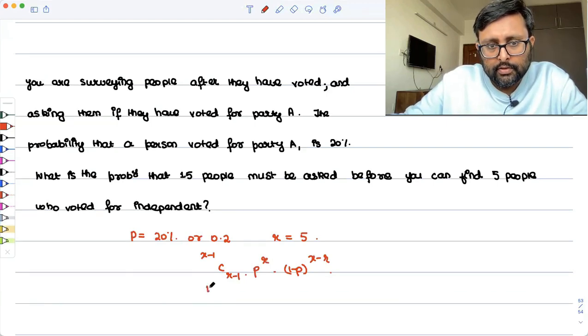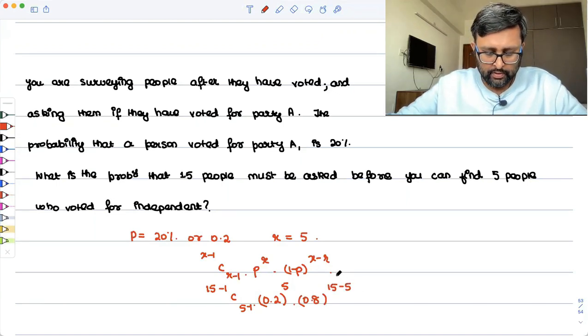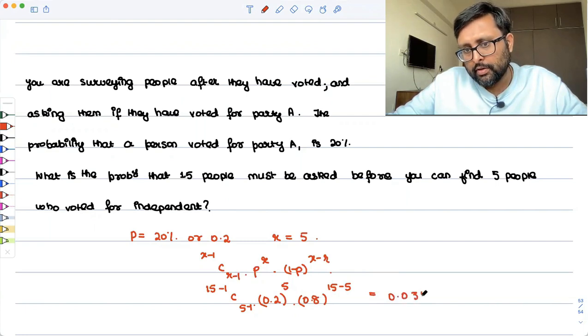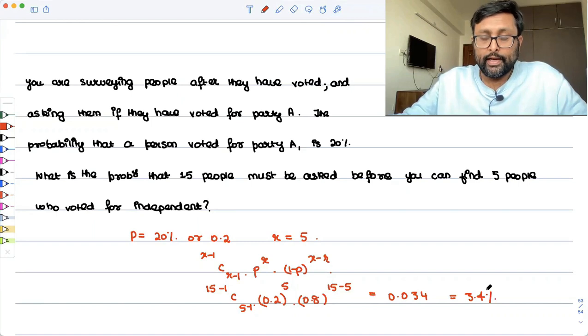So x is 15, so it is 15 minus 1 C 5 minus 1. Probability of success is constant. Number of successes are 5, 0.8, x minus r, that is 15 minus 5. So what is going to be the case? I think this is going to come out to be 0.034. That is 3.4%. So this is what negative binomial distribution is.